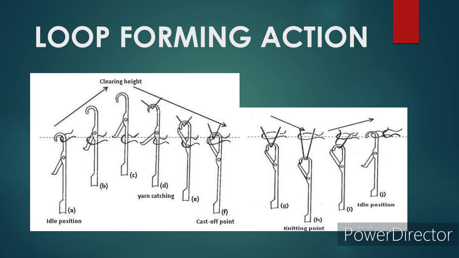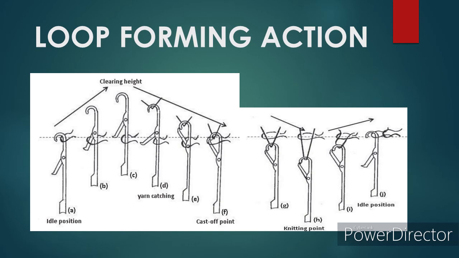Position number 6, casting off. In this position, the needle head approaches the sinker level. The old loop slides off the needle and a new loop is drawn through it. Sliding off of the old loop from the needle is called casting off, and the old loop is now called the cast off loop.